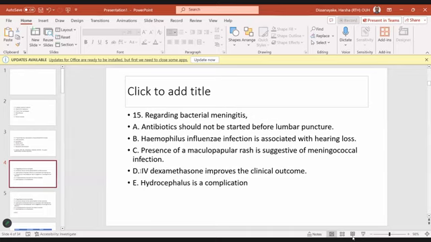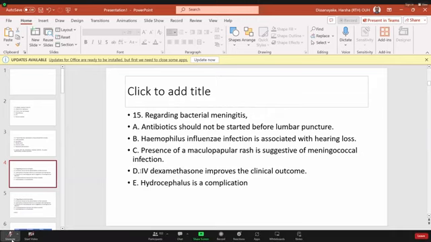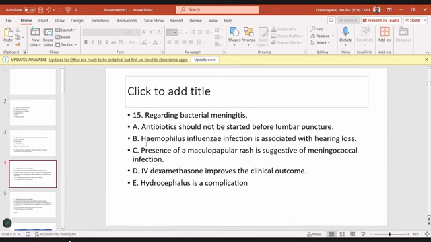Which clinical outcome does it improve? I'm sure all of you know that it's the hearing loss that is well known to improve as a clinical outcome. Hydrocephalus is a complication, yes. Can be communicating or non-communicating.